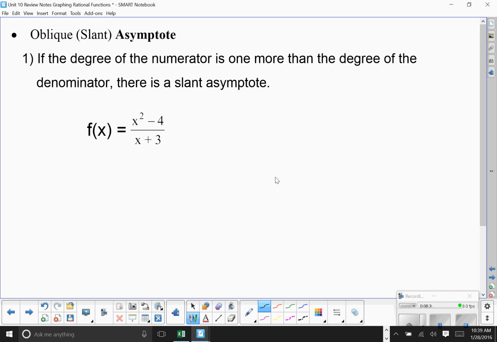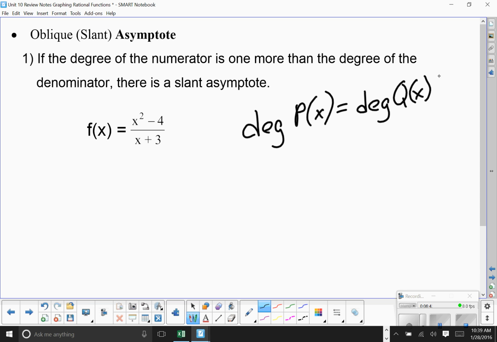How do we find a slant asymptote? If the degree of the numerator is more than the degree of the denominator, okay, is 1 more, then there's a slant. So if the degree of P of x is equal to the degree of Q of x plus 1, then you've got a slant asymptote. How do we find it? Well, we have to divide.